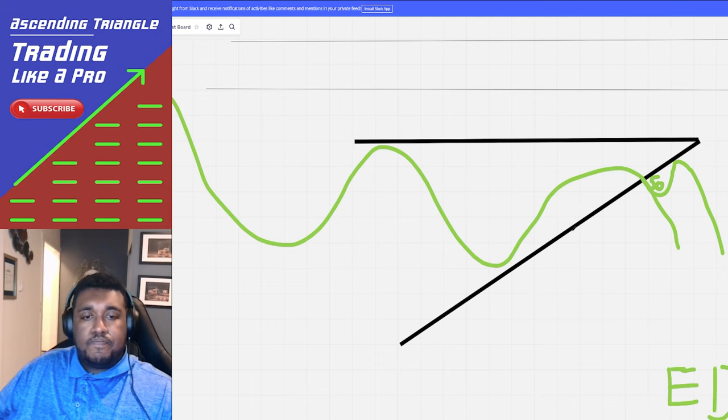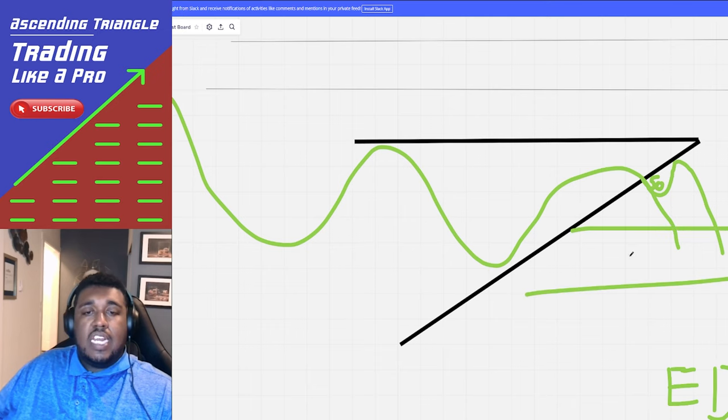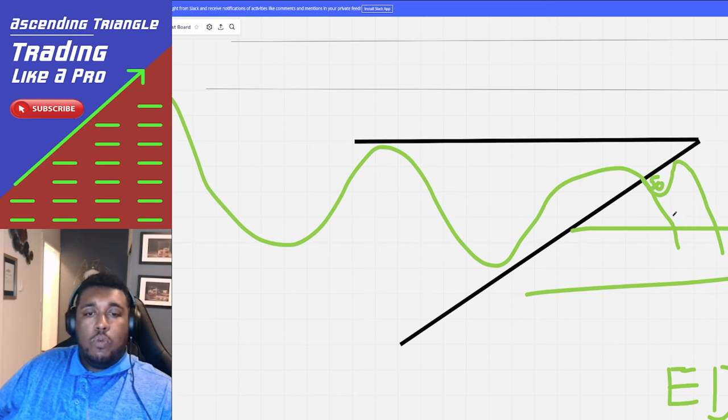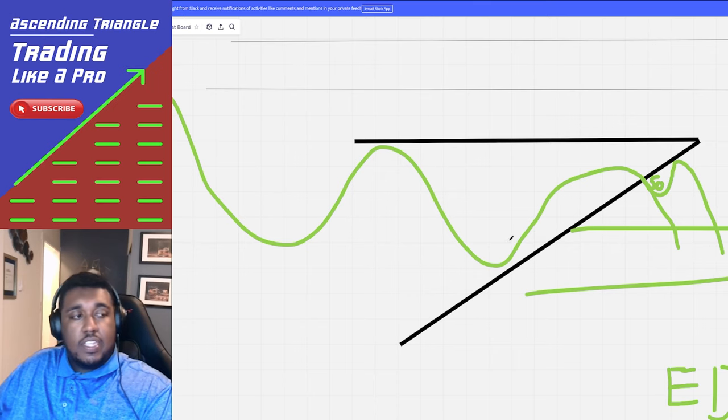And then from here, same thing. You're going to have your multiple scale-out levels. And then from there, when you scale up 10 to 25% until you guys are out of the position entirely. All right, that's really the key here as far as trading the ascending triangle.